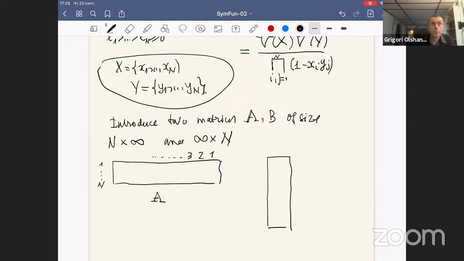Just a moment. We have to assume this is a bit unusual. Maybe I will erase this, because the numbers go from right to left. Okay? And here, sorry, the rows go from up in this direction.